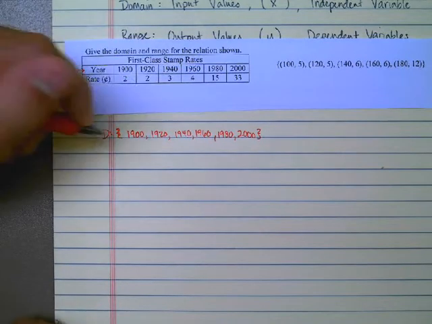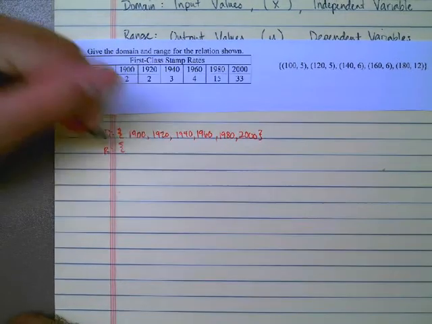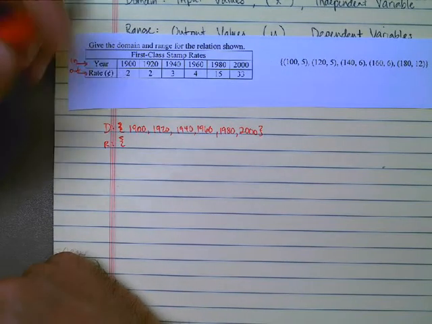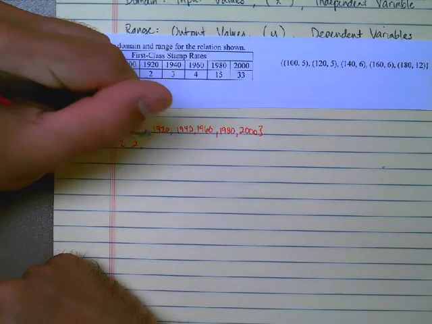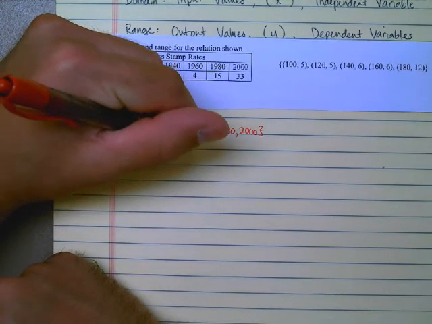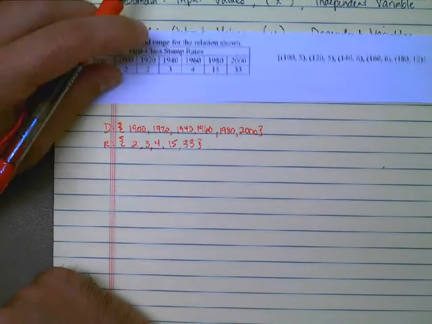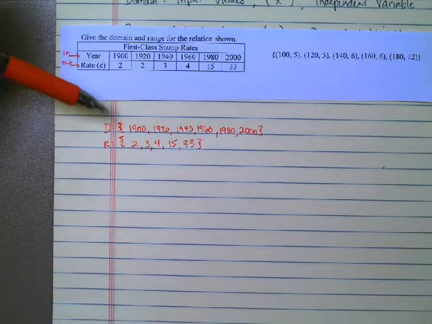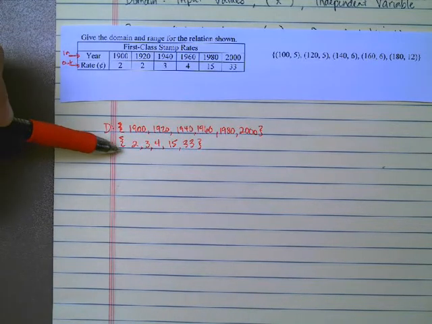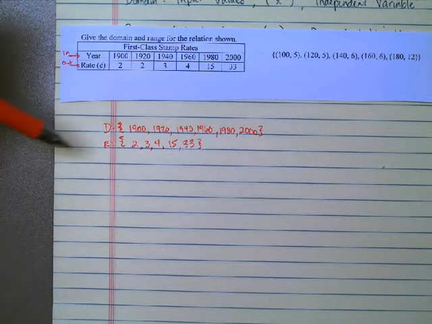The range then is just going to be the set of y values, and so we're going to list every unique number that we have here. We do not need to list 2 twice. We can list it once, and that's good enough. We have 3, 4, 15, and 33. And what we're saying is the possible inputs that we have, the possible years that we looked at are listed at the top. The possible rates that we found are listed down bottom in the range.